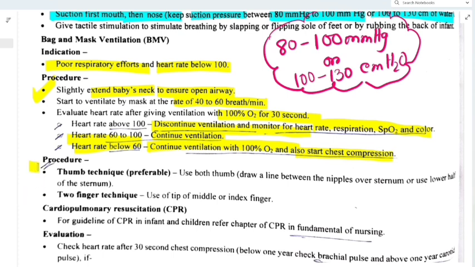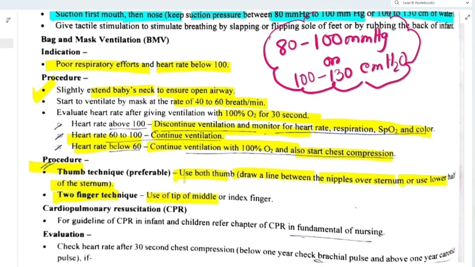Then coming to the procedure. What are all the procedures now? First is the thumb technique. That is preferable. Use both thumbs, that is, draw a line between the nipples over the sternum, or use the lower half of the sternum. Okay, now the 2-finger technique. Use the tip of the middle or index finger. Okay, so this 2-finger technique we have to use.